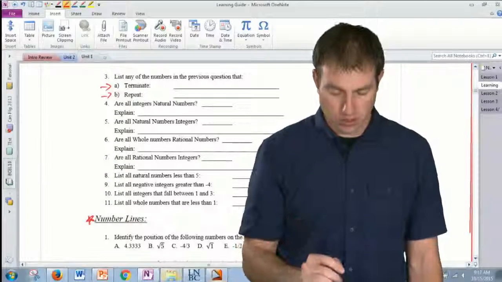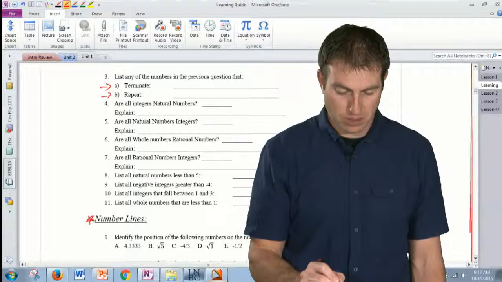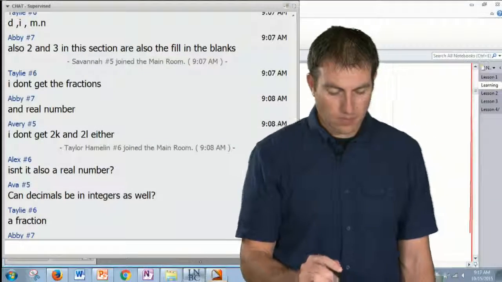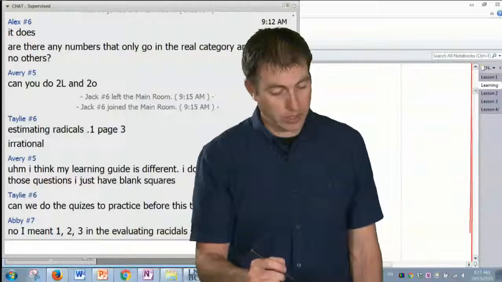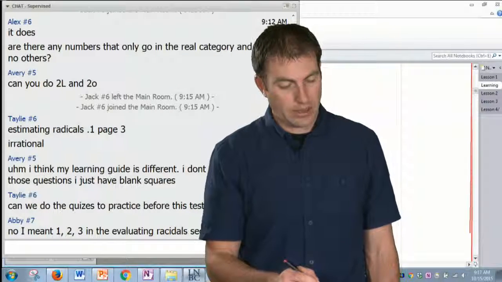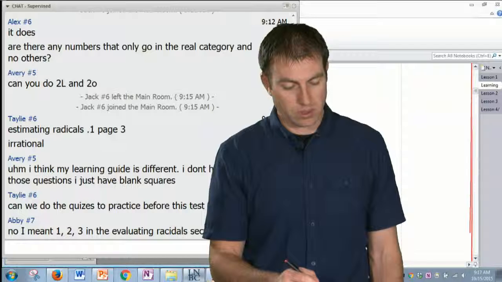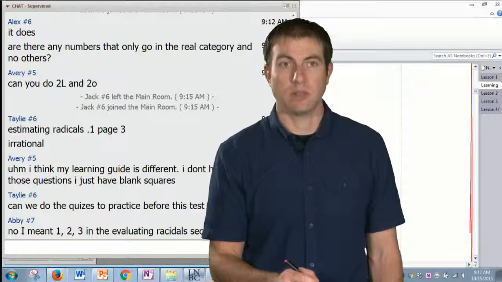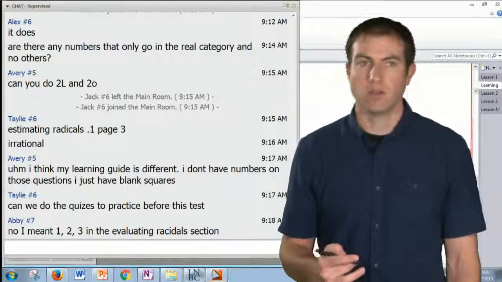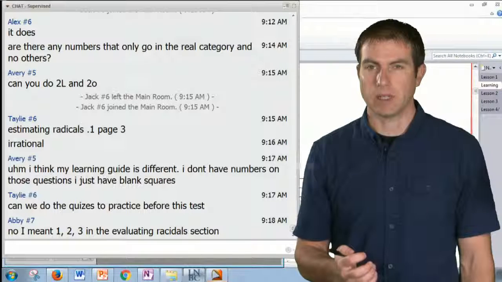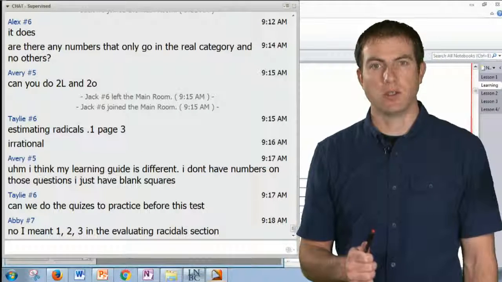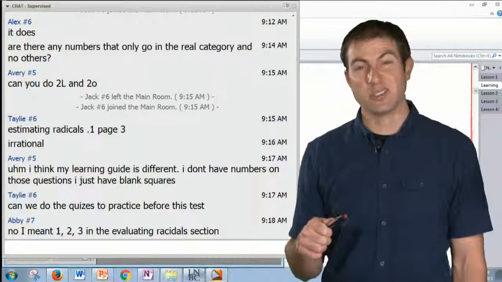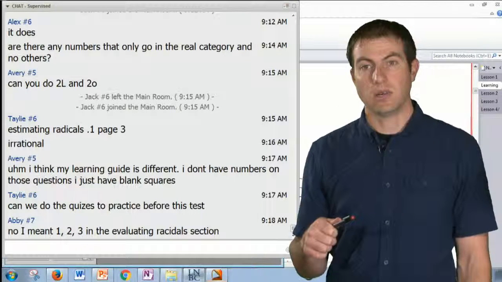Is anybody else running into the problem that Avery just posted up there? Looks like evaluating radicals. Okay. I think my learning guide is different. I don't have numbers on those questions, just blank squares. Is it possible that it's the wrong learning guide? I don't think there are any other ones open. Maybe you just downloaded one of the practice sheets instead of the learning guide? I'm not sure.